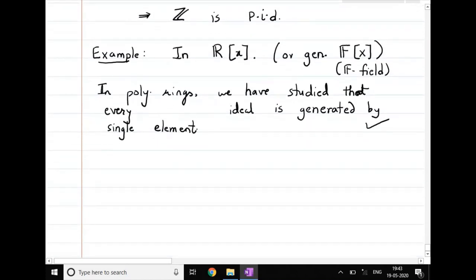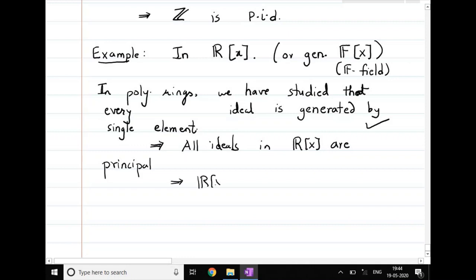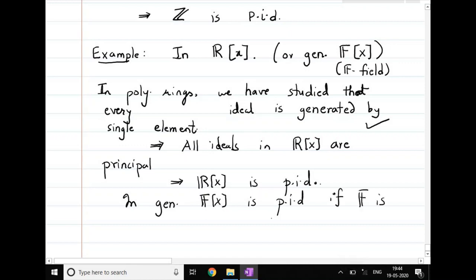So by using that, I can now directly say that all ideals in R[x] are principal. And therefore, R[x] is a PID. In general, F[x] is a PID if F is a field.